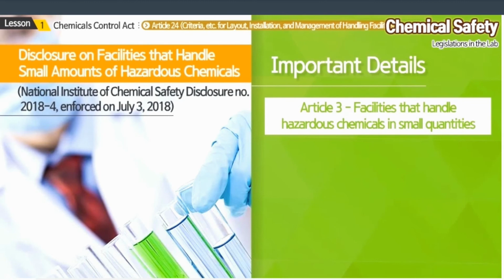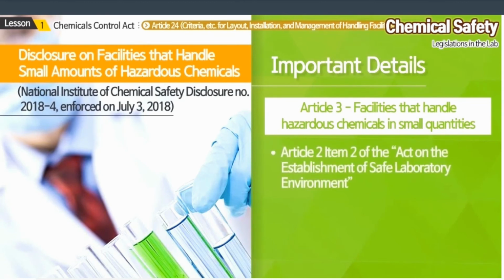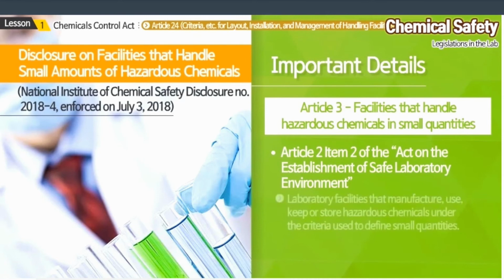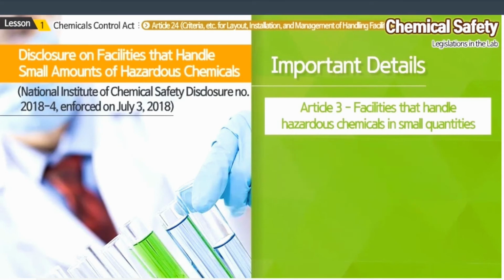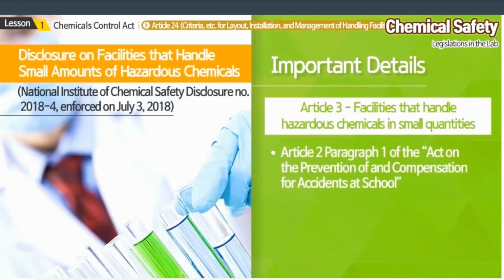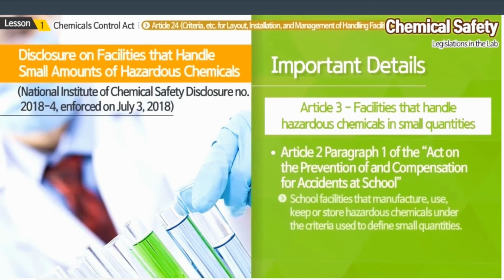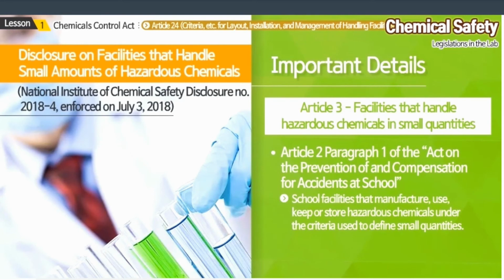Facilities that handle hazardous chemicals in small quantities refers to any one of the following facilities: laboratory facilities that manufacture, use, or store hazardous chemicals under the criteria used to define small quantities as specified under Article 2, Item 2 of the Act of the Establishment of Safe Laboratory Environment, and school facilities that manufacture, use, or store hazardous chemicals under the criteria used to define small quantities as specified under Article 2, Paragraph 1 of the Act on the Prevention of and Compensation for Accidents at School.